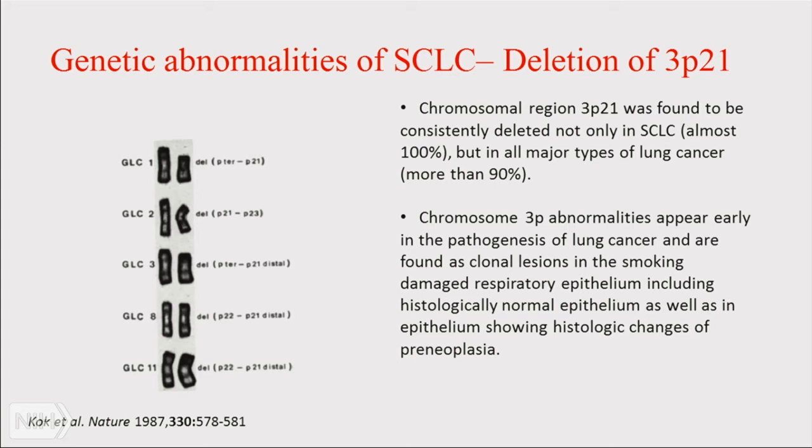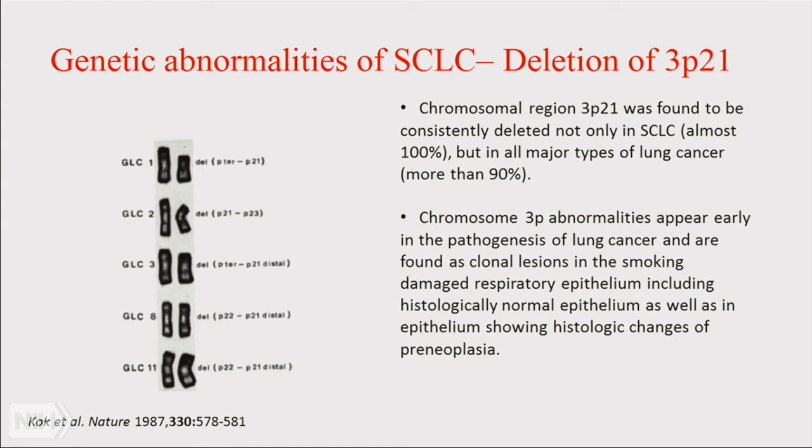Later studies found that chromosomal region 3p21 is not only deleted in small cell lung cancer, but also in all major types of lung cancers, as well as other epithelial cancers such as cervical cancer. Interestingly, chromosome 3p deletion appears very early in the course of lung carcinogenesis. In precancerous lesions, you can also find a deletion of 3p. I just listened to an interesting talk given by Dr. Thomas Reed of the genetics branch at NCI. He has found that chromosome 3p deletion is also present in precancerous lesions of cervical cancer, and he is doing a clinical trial to test whether this can be used as a biomarker to detect precancerous lesions at high risk of cervical cancer.